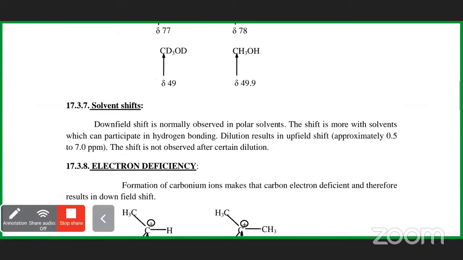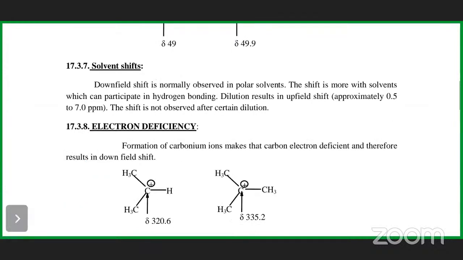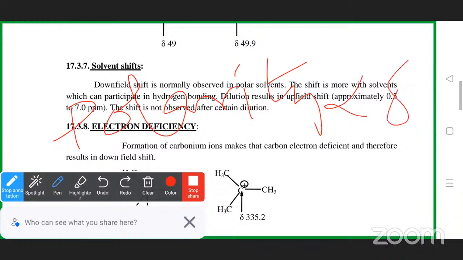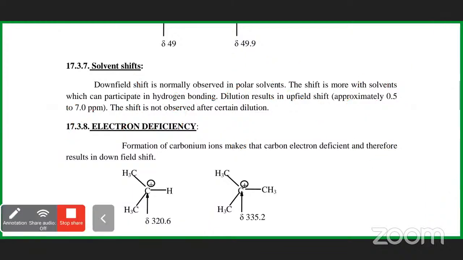And the solvent effect, one of the important factors. In the solvent, generally we have polar solvents and non-polar solvents. Polar solvents increase the polarity, so polarity is directly proportional to the delta. With an increase of polarity, the delta value also increases.